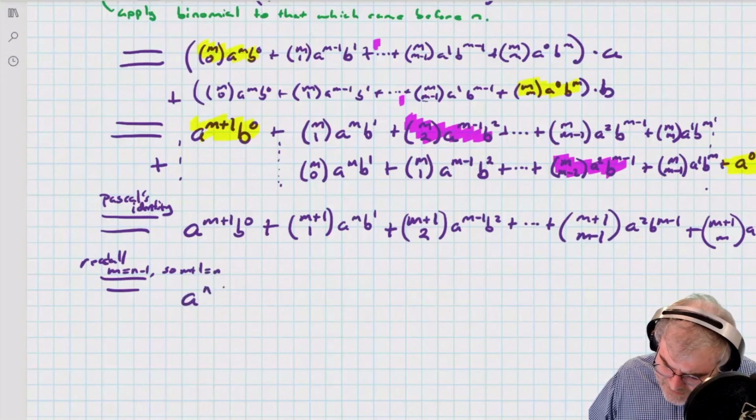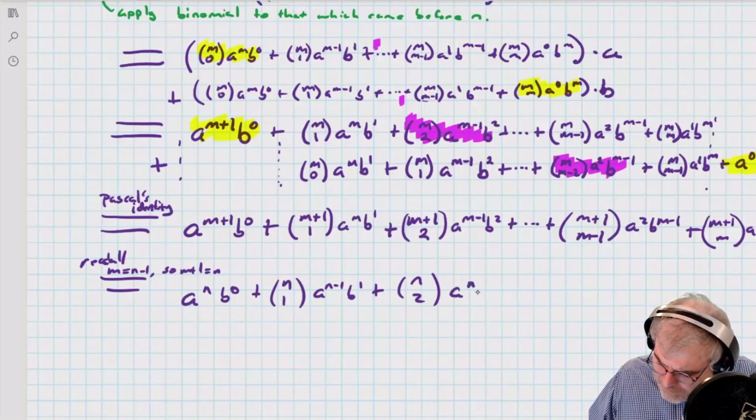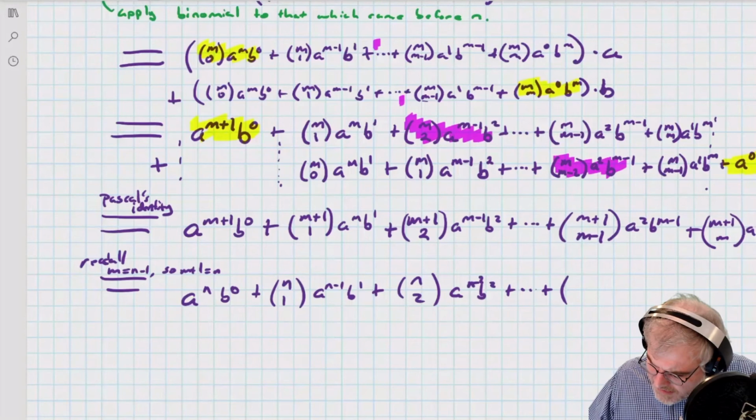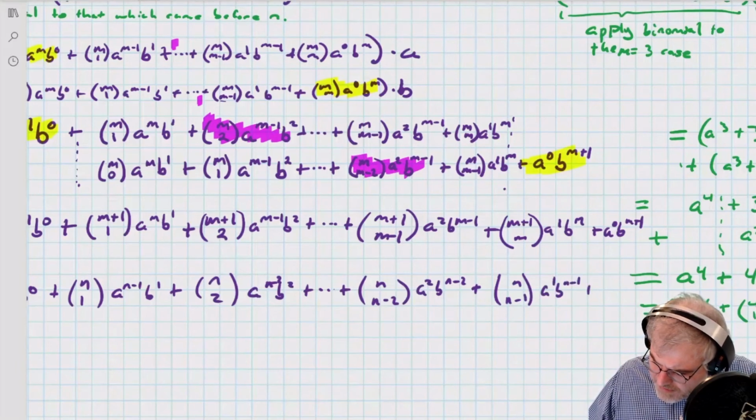So I've got a to the n, b to the 0, plus m plus 1, that's n choose 1, a to the n minus 1, b to the first, plus n choose 2, a to the n minus 2, b to the 2, plus dot, dot, dot, plus n choose n minus 2, a to the 2, b to the n minus 2, plus n choose n minus 1, a to the 1, b to the n minus 1, plus a to the 0, b to the m plus 1, which is b to the n.